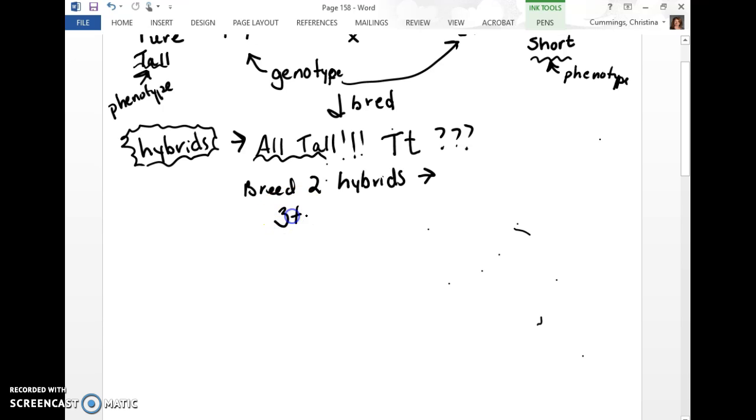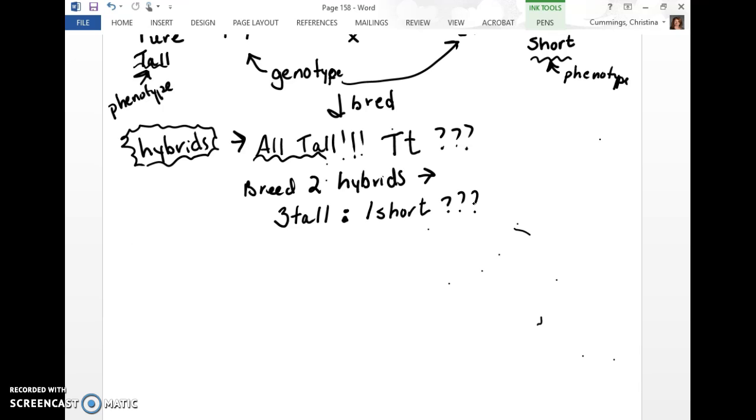He found out that no matter how many offspring he produced from breeding the two hybrids together, he got 3 tall plants for every 1 short plant. So the shortness came back, but it always came back in that proportion. So how did he explain that? Well, he was mathematical, so he realized that in order to explain that, he could use a little math.